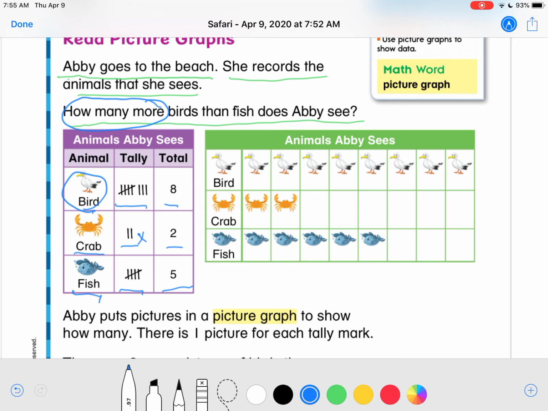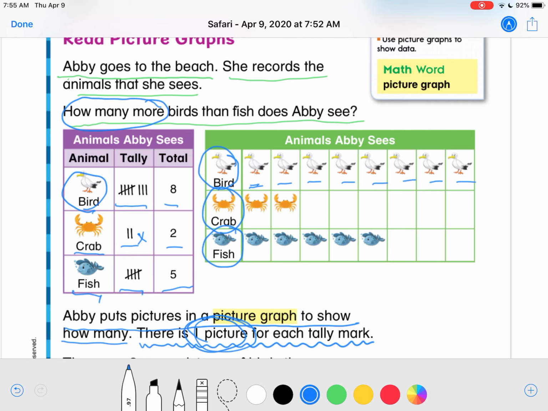Now, the way that we're going to change this from a tally chart into a picture graph is that we will say the first animal here. These don't count. They're just telling us the name of what's going to happen in this graph. Then we're going to mark them one picture for each one. It says, Abby puts pictures in a picture graph to show how many, and this is the important part. There is one picture for each tally mark. One picture. When we start to get harder work, it might be different, okay? So this is important for today. There's one picture for each tally mark. So I can see that there are 1, 2, 3, 4, 5, 6, 7, 8, which is what we have. 1, 2, which is what we have. 1, 2, 3, 4, 5, which is what we have here.